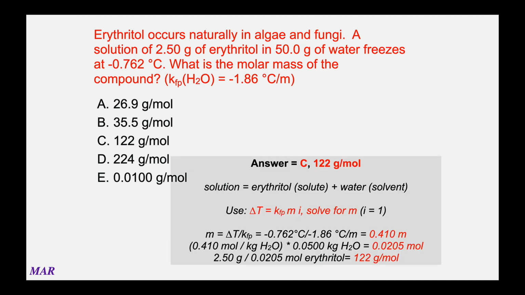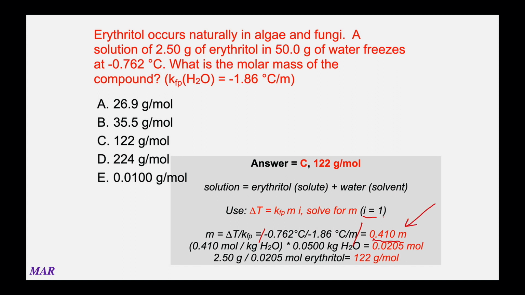So in this problem, first of all, assume I is 1 because it's organic and stuff like that. Notice the way I did it. Delta T divided by K, the negatives cancel out. You could also just absolute value the whole thing. Doesn't matter. But the important part, make sure this number is positive.